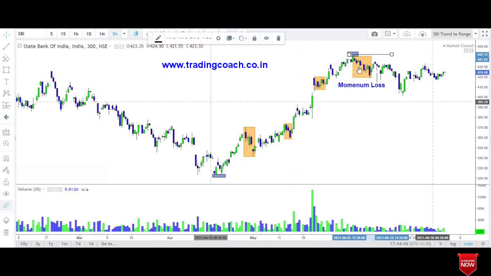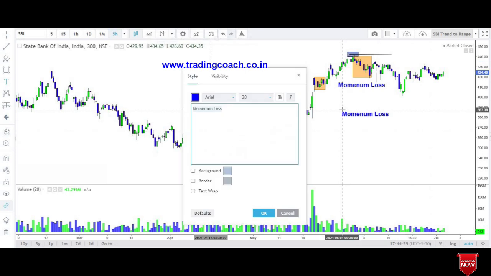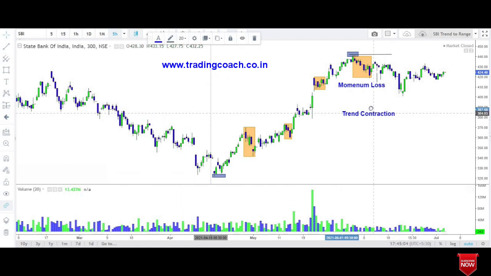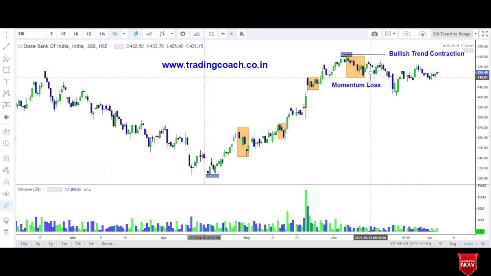So this is what we call trend contraction. This is a good example of the so-called trend contraction. Let us write it down here. This is a good example of a bullish trend contraction. Alright, so you can see the bulls have lost momentum, and the trend has started to move sideways.